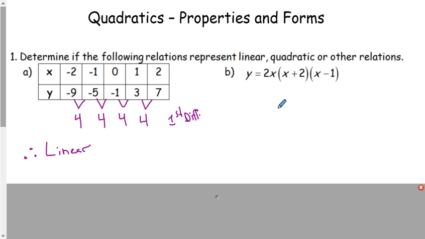Let's have a look at our next one over here. For b, we have 2x times x plus 2 times x minus 1. Now I could multiply this whole thing out, but I don't actually have to. I know that when I multiply the whole thing out, I'm going to end up with one term that is x cubed. Right? Because we've got an x here and an x here and an x here. When I multiply all that out, I'm going to end up with an x cubed term. So is it linear or quadratic? Well, it's neither. It's neither because it's got an x cubed term in it. It's a third degree relation.